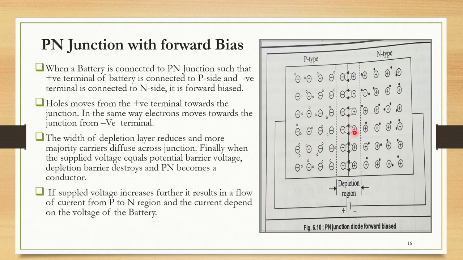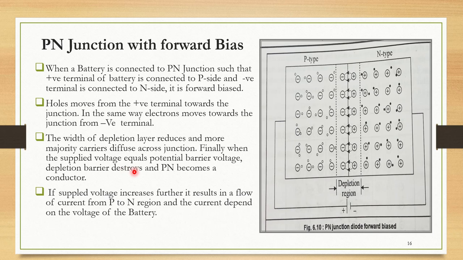Because of this pressure from both sides, this depletion layer will reduce. This was so big earlier, now it has become small. So the depletion layer reduces. The width of the depletion layer reduces and more majority carriers diffuse across the junction.